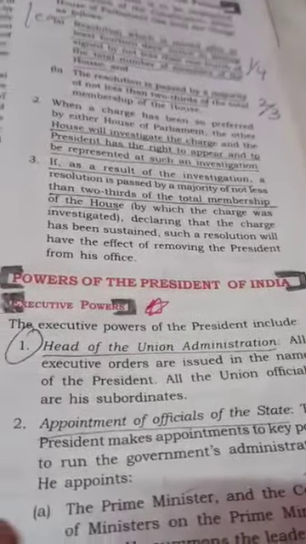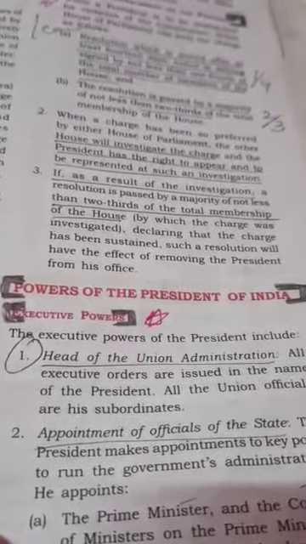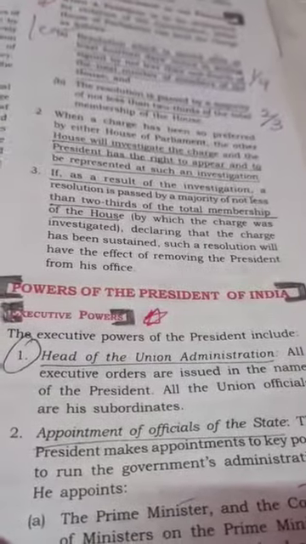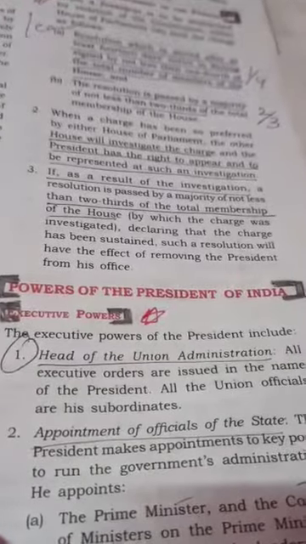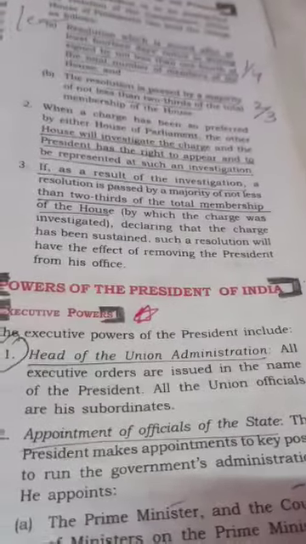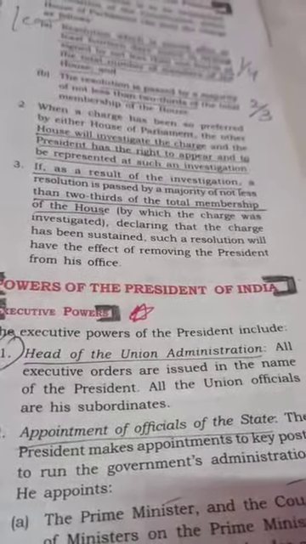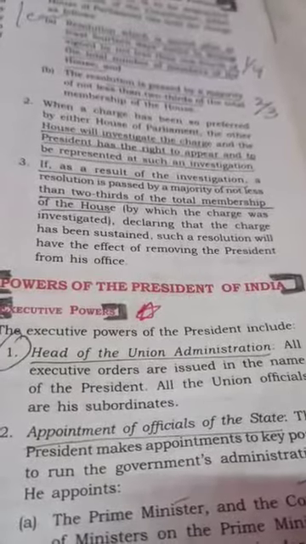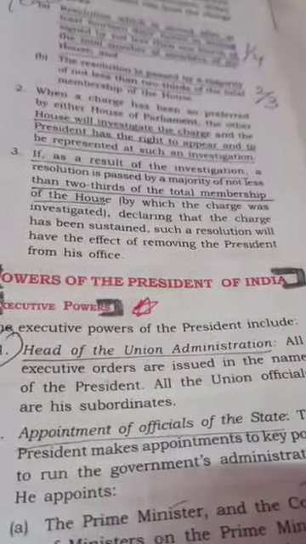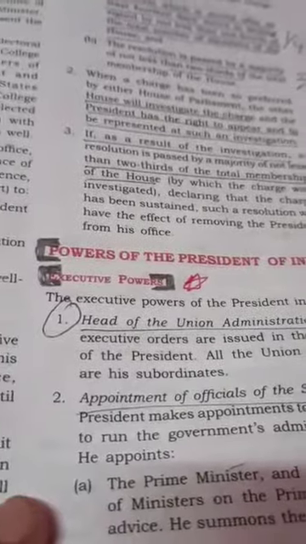Means that now when the whole investigation is done by that particular house, after the investigation, 2/3 of the membership of that house should sign that yes, the president has done something wrong, and it is proved, then only the president will be removed. Otherwise, if 2/3 members of that house do not agree, the President of India will not be removed by the process of impeachment. You got this?